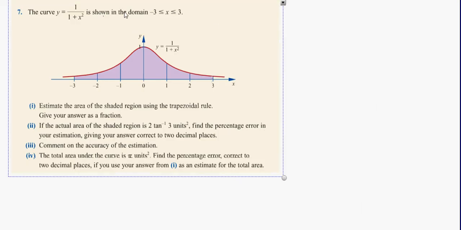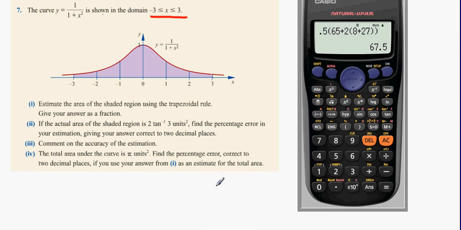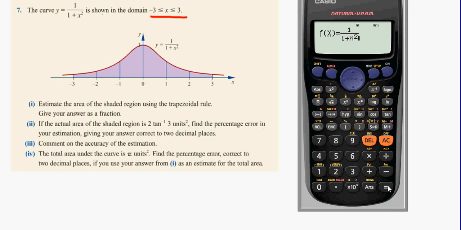Number 7. The curve 1 divided by 1 plus x squared is shown in the domain minus 3 less than x less than 3. Estimate the area of the shaded region using the trapezoidal rule. Give your answer as a fraction. Okay, so we're looking at here, once again, table function. Then we have 1 divided by 1 plus x squared. Okay, we're going to start at minus 3, and we're going to end at 3.